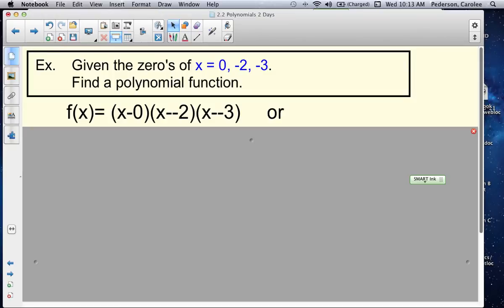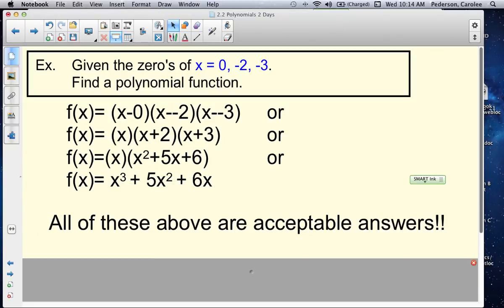So those are the x-intercepts, 0, -2, -3. And we want to find a polynomial function. Yesterday we found the zeros. Now they give us the zeros. We go opposite. We write the equation for it.